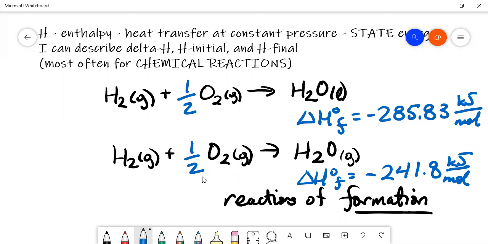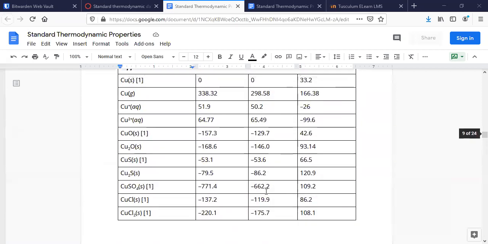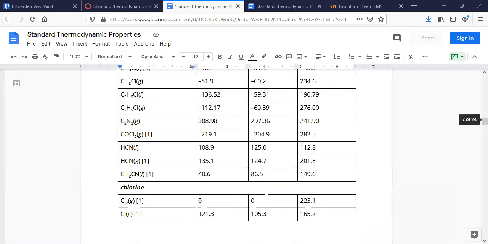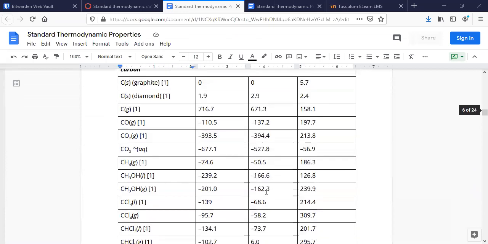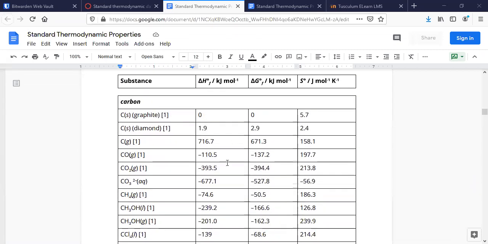Carbon dioxide. Let's go to the tabulation, see if we can find carbon dioxide. It'll be listed under carbon. Where's carbon? Here's carbon. Right underneath carbon, here's CO2. Okay? And I've got a delta H of formation for CO2 of negative 393.5 kilojoules per mole.